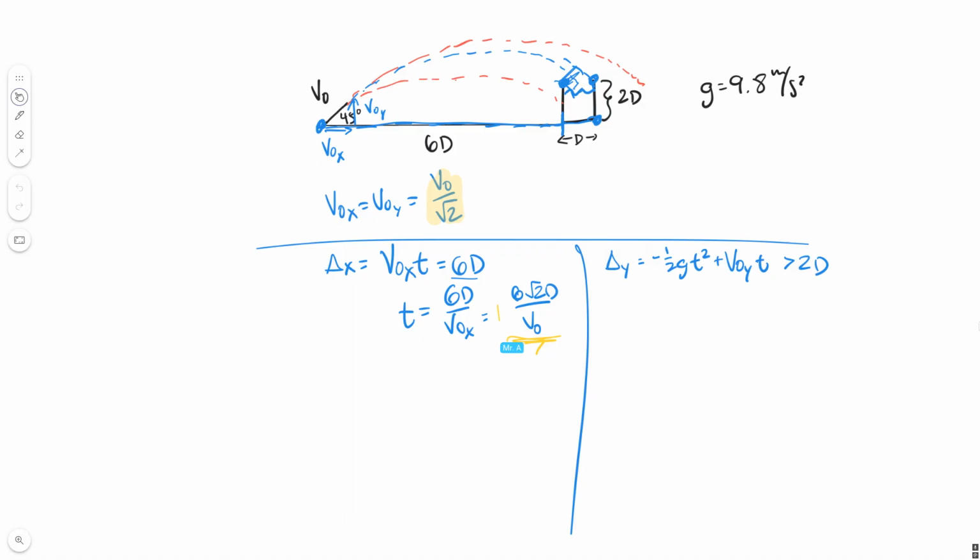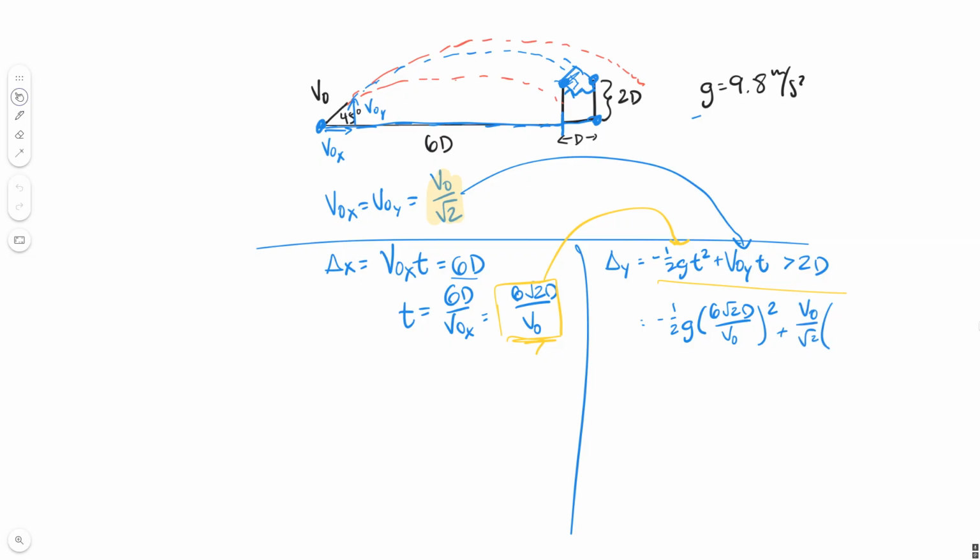So I'm going to take this time and I'm going to plug it into this inequality, and we'll get our lower bound for the initial velocity. And because we're keeping things in terms of g and d, I'm not going to plug in that constant. We're just going to keep going. It's going to get a little bit messy because we have 6 times the square root of 2d all over initial velocity squared.